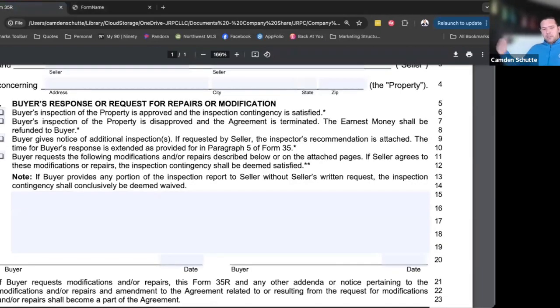Then, so we've talked about the first 3. Option 4 is probably the most commonly used, one of the most commonly used, and that is that the buyer is going to request some modifications or repairs.